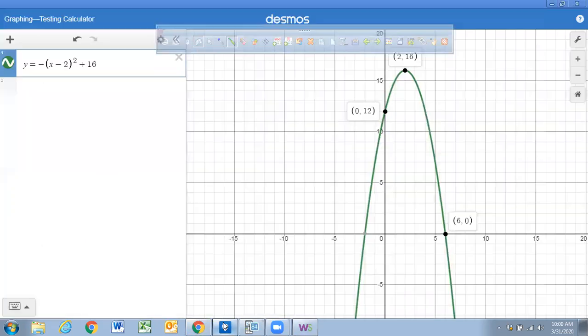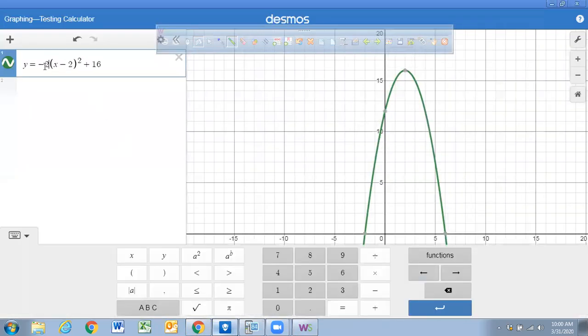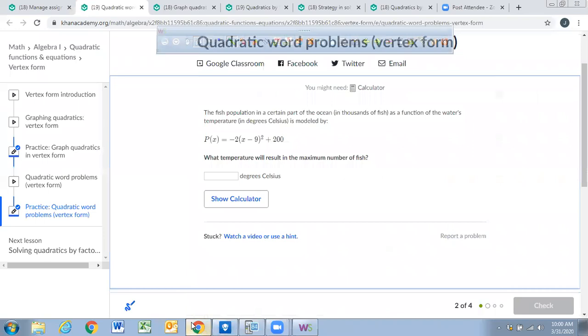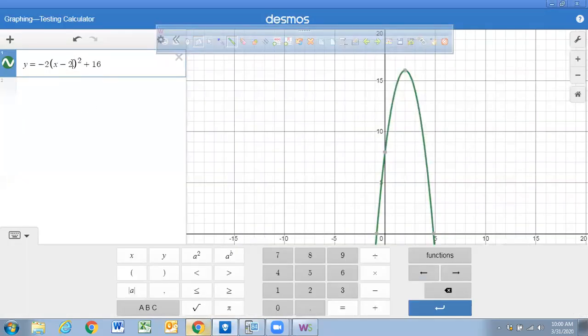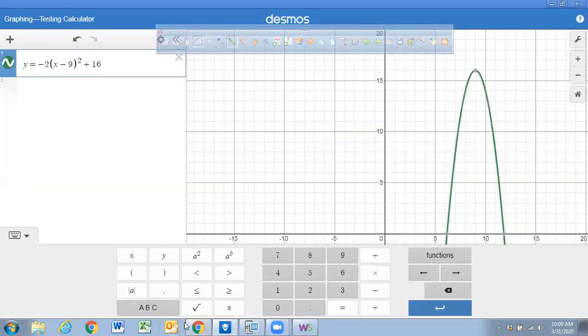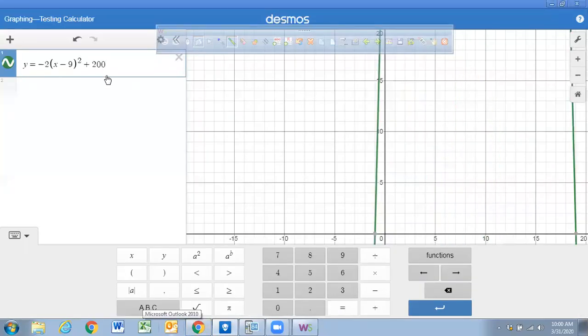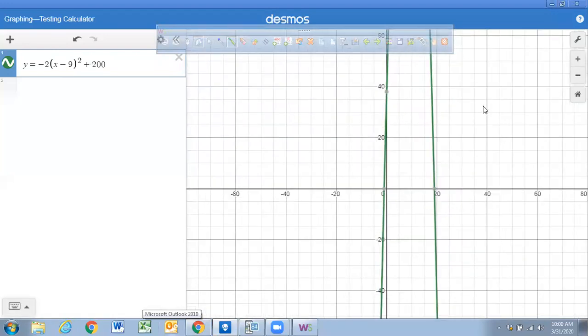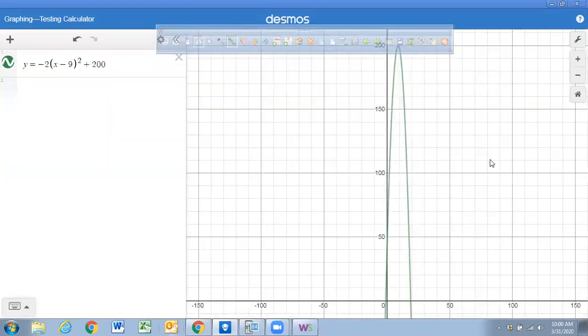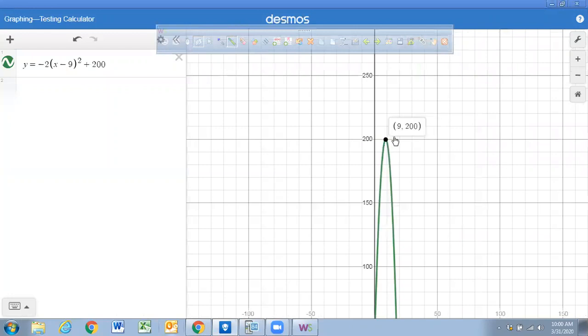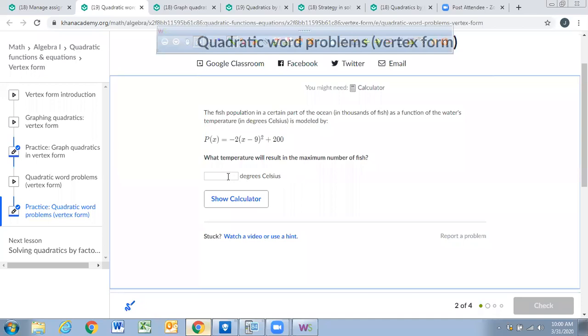I'll just show you how to do that. All you do is type in the equation. Look at it real quick. X minus 9, and it says plus 200. You zoom out. Find the vertex. Our vertex is at 9 and 200. So at 9 and 200, it's going to take right here.